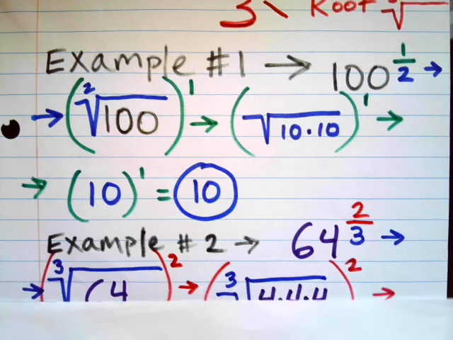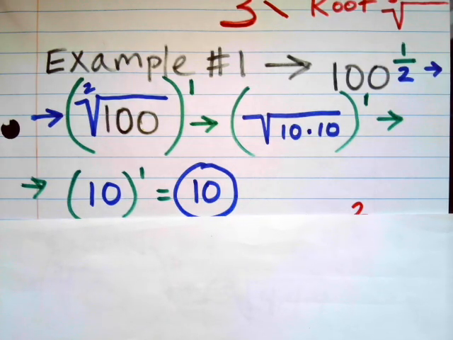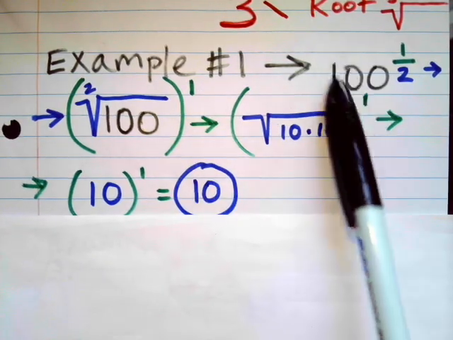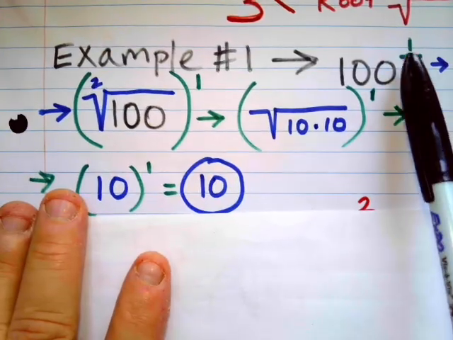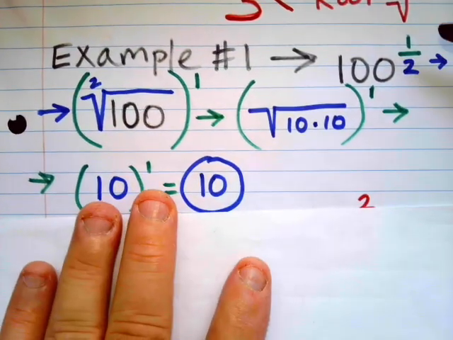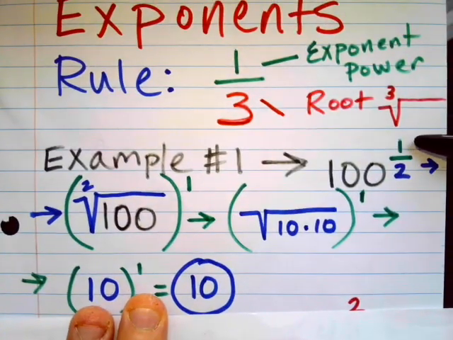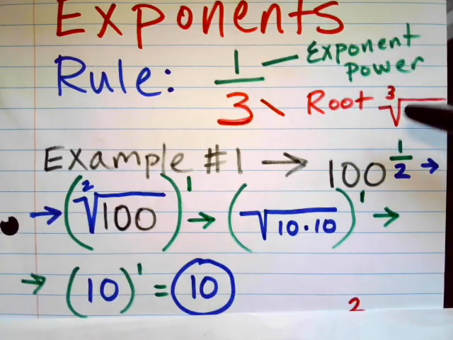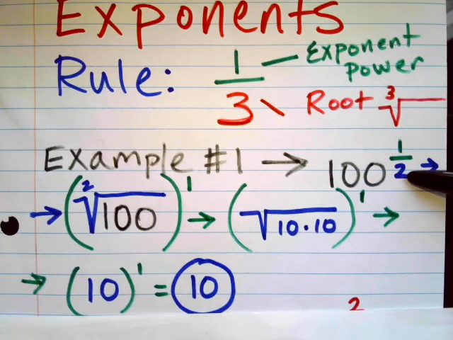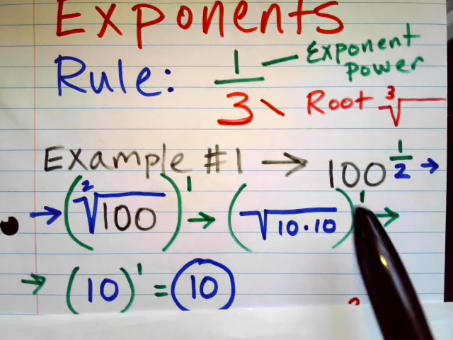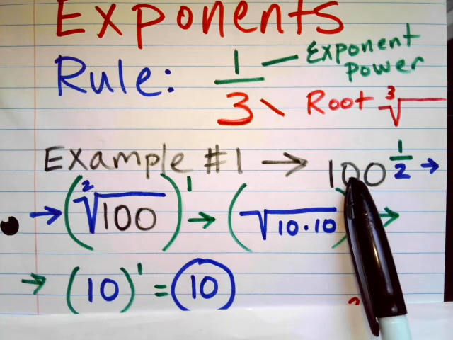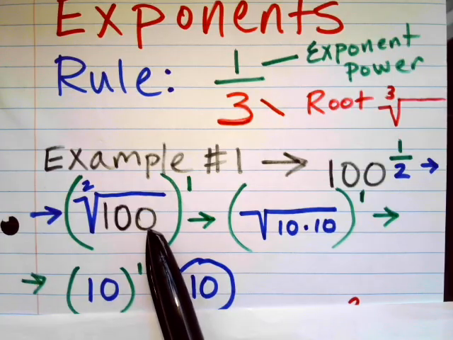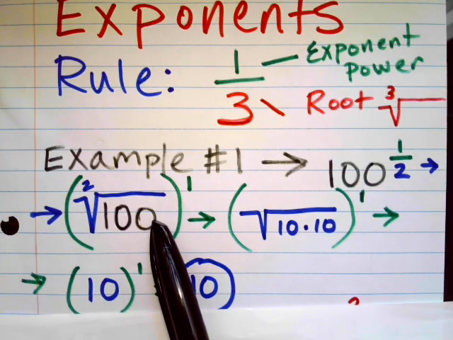Alrighty, so we can see here, I'm going to just show the whole process of answering this particular problem. So for example number one, we have 100 raised to the power of 1/2. Okay, remember the top portion of this fractional exponent is your exponential power. The bottom or the denominator portion is your root. Okay, so I'm going to take this 100, and since it's a square root, I'm going to put a square root around that value or coefficient of 100.